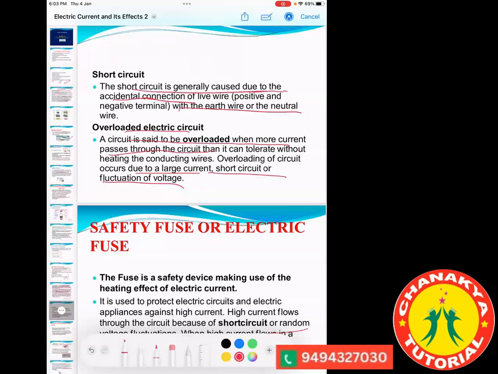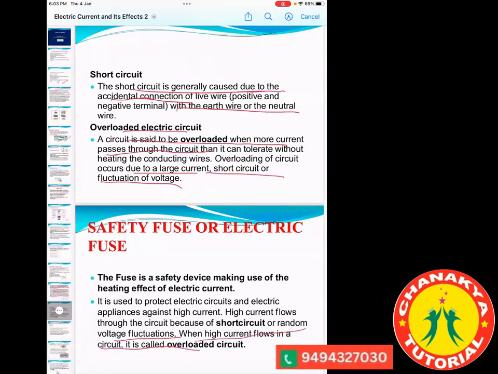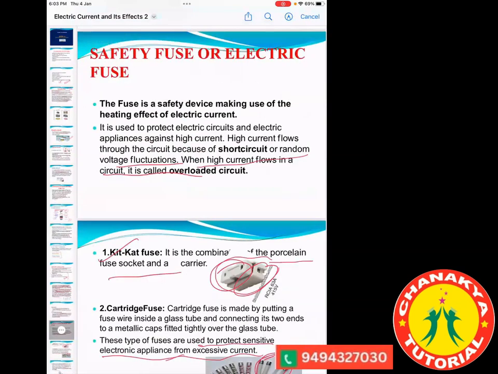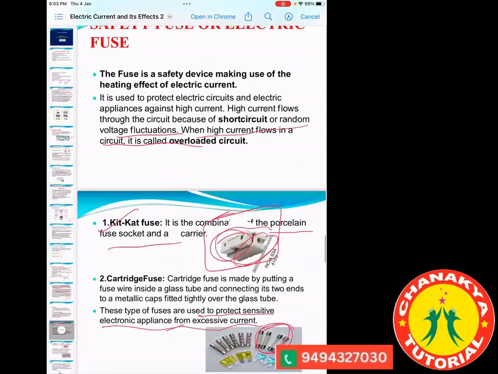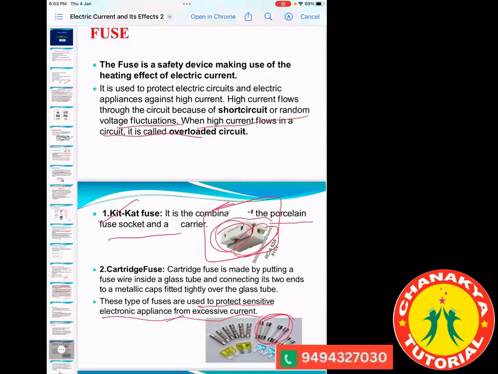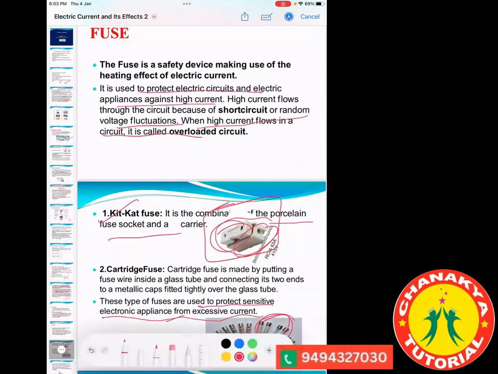Safety fuse or electric fuse. So safety fuse, you might have seen in your home, is a kind of box-like structure like this you will have there. So this is known as the fuse. So basically it's a safety device which is used for the heating effect of electric current. So it is used to protect electric circuit and electrical appliances against high current.